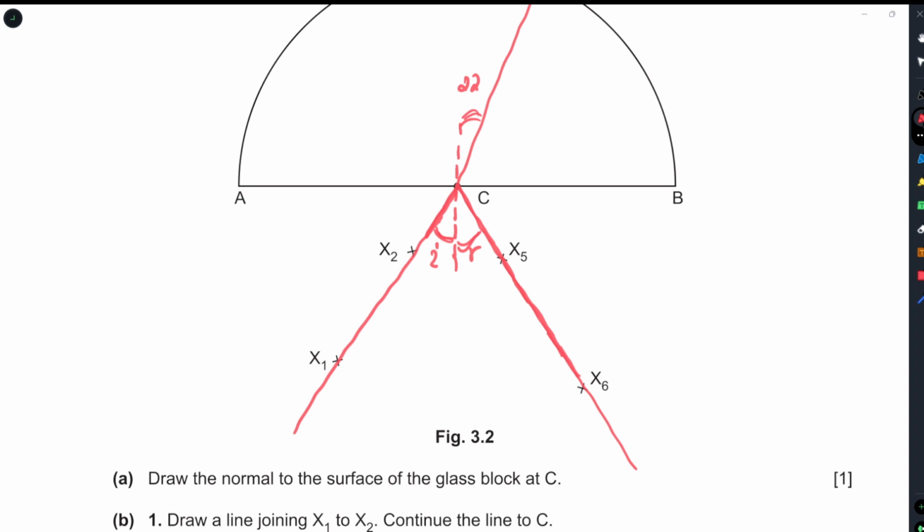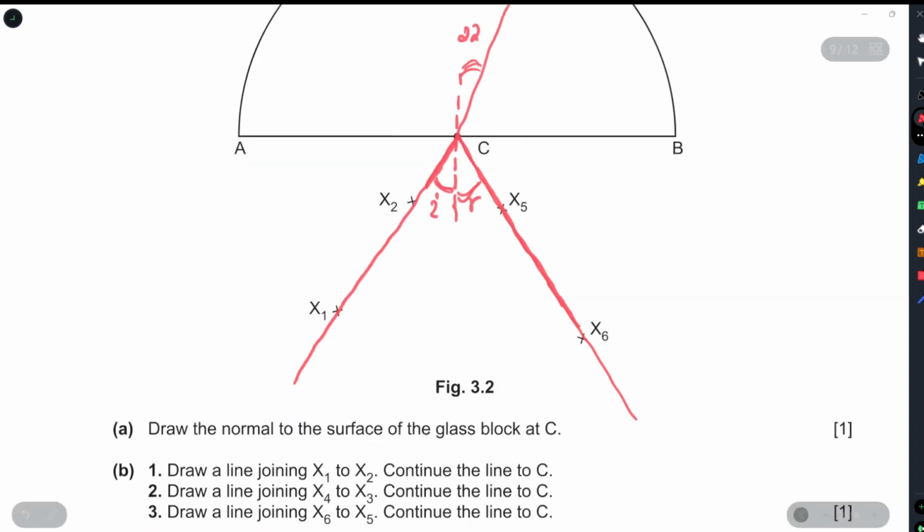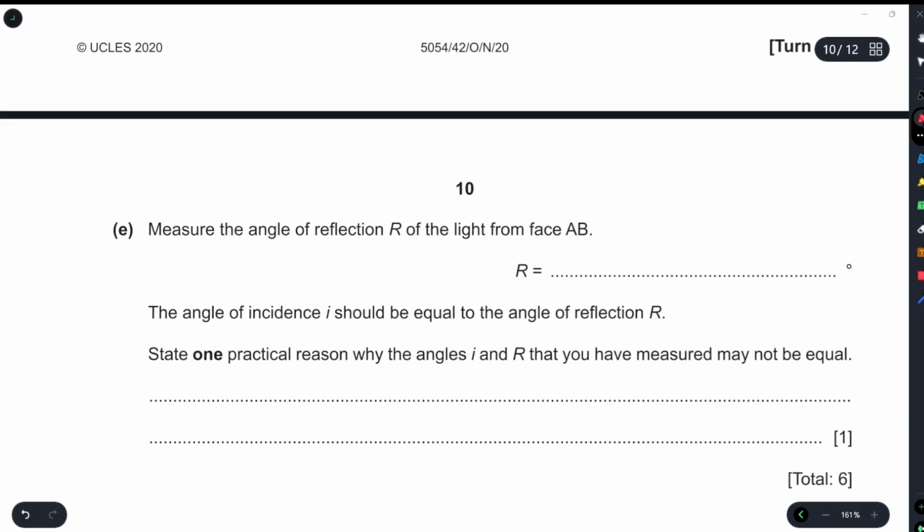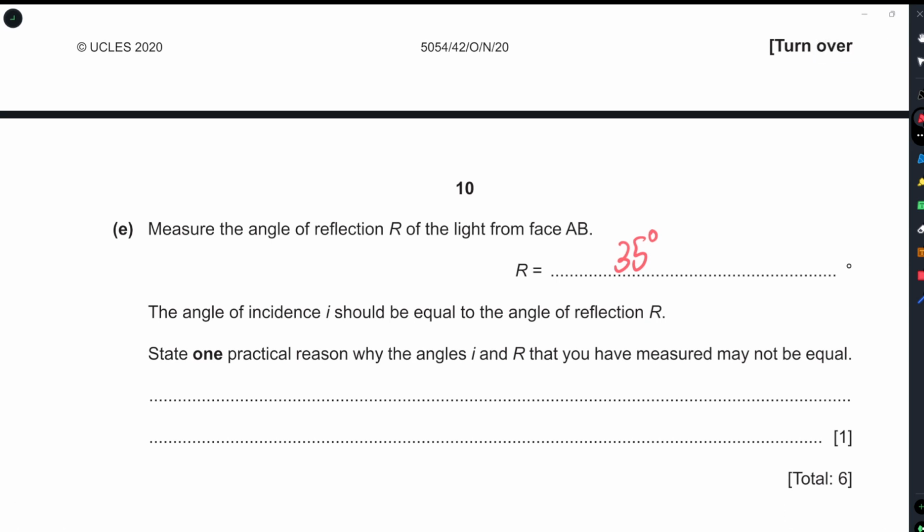So there can be many reasons. This right here is a very simple question. Again, like I said, the angle of reflection must be 35 for me, and state one practical reason. Rays drawn are too thick.